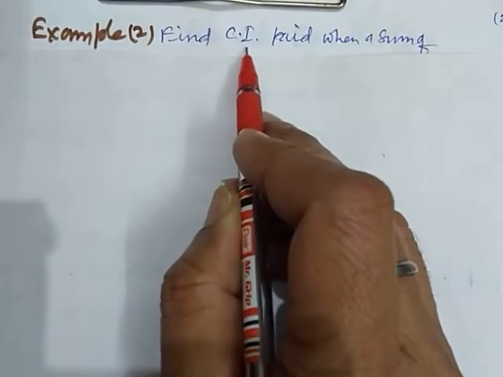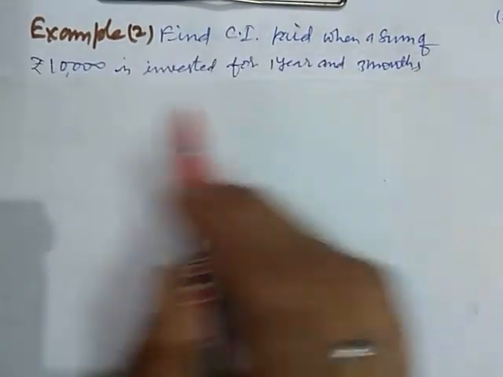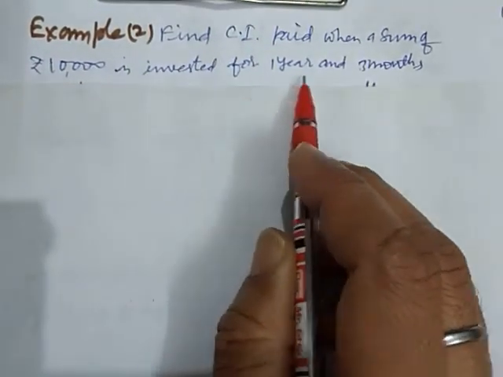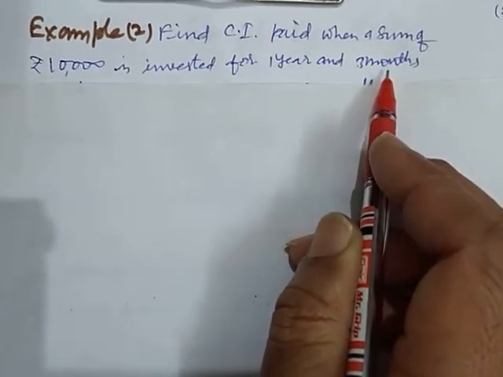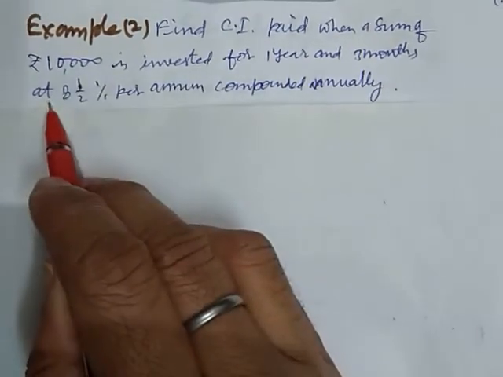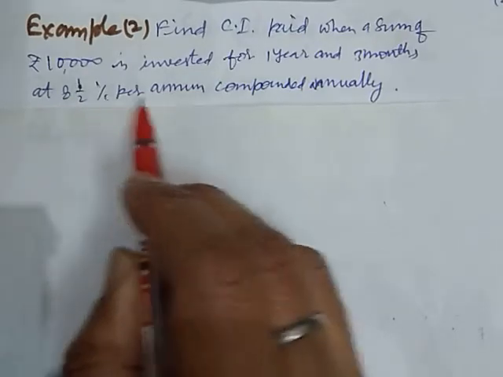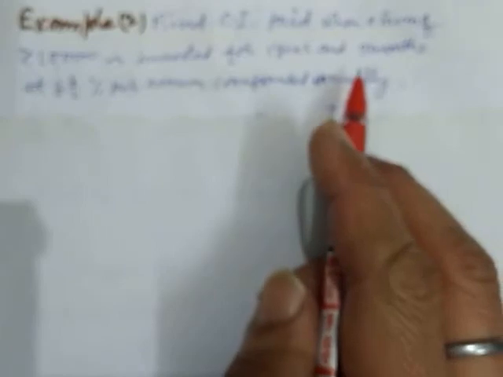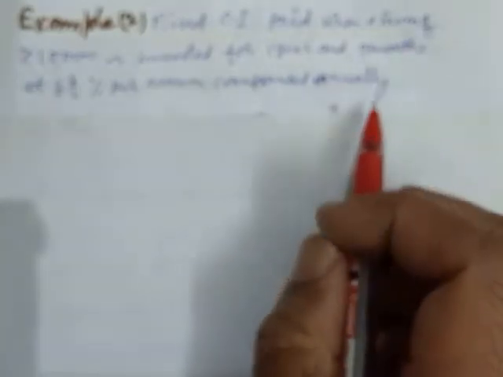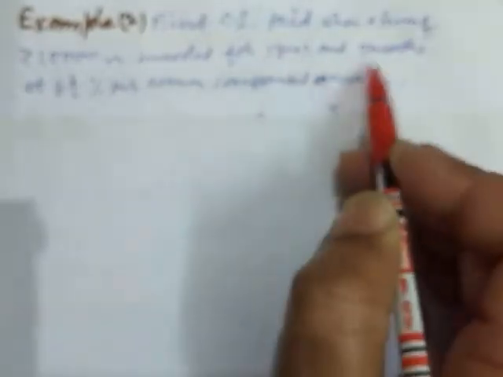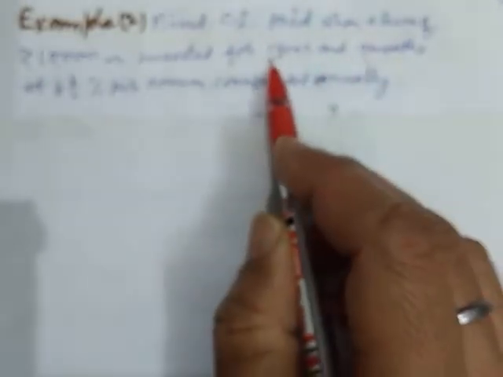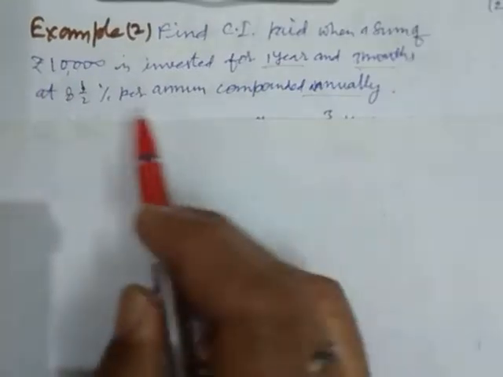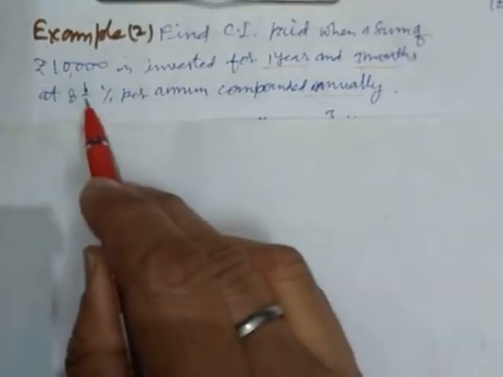Now we learn another example. Find the compound interest paid when a sum of rupees 10,000 is invested for 1 year and 3 months at 8.5% per annum, compounded annually. This type of problem is quite different. Here the time period is 1 year and 3 months, so first of all we have to convert this period, and this is also in fraction.